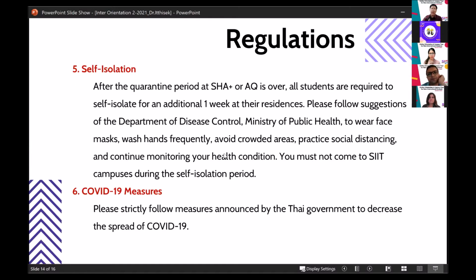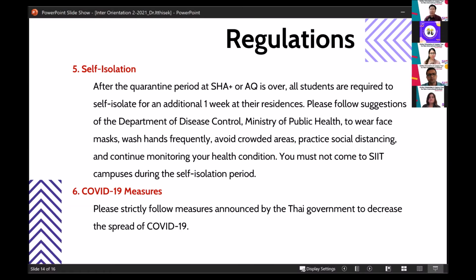Okay. Then the fifth point is with regards to self-isolation. I believe that some of you who are already here in Thailand don't have to worry about this. But for students who are traveling into Thailand soon, as you are aware, there is a quarantine period which is required for incoming students. I believe that with the Omicron situation, the quarantine has started again. Typically you have to follow the regulations of the Thai government regarding the quarantine.